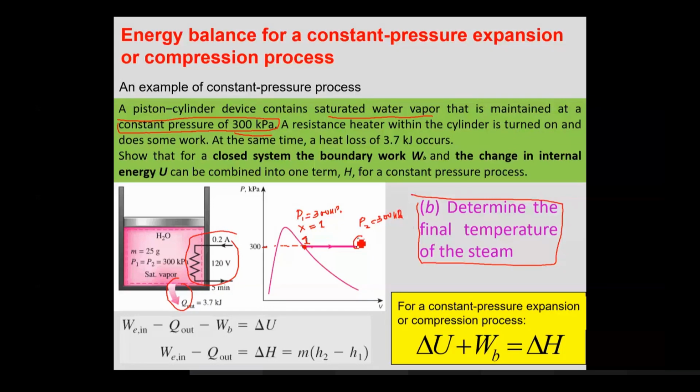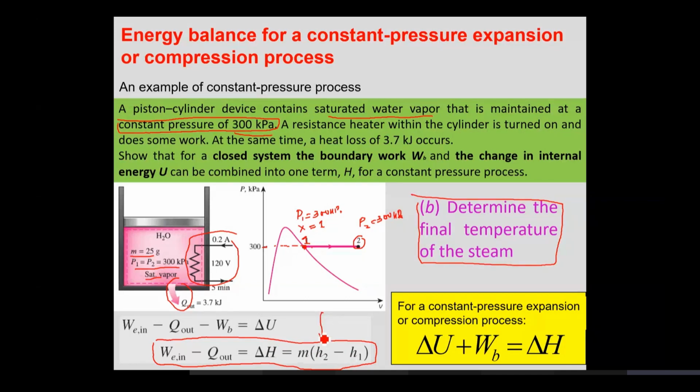Yes, sir. All right. In order to do so, this is the information given to me. Mass is given to me as 25 gram. The initial condition is saturated vapor. Pressure P1 equals P2 is 300 kilopascal. Some heat is moving out of the system. Electrical energy is being supplied to the system, and the piston is moving as a result. This is the equation that we had derived for the system: the electrical work in, since it's coming into the system, minus Q out, which is the heat transfer moving out of the system, is essentially equal to m multiplied by the change in specific enthalpy.